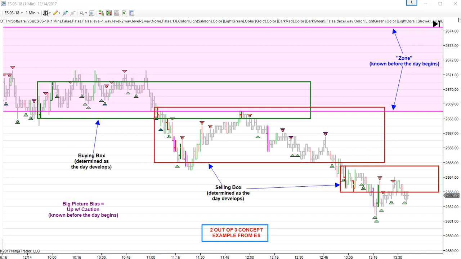Wanted to give a couple examples of the 2 out of 3 concept that I like to teach. Looking at today's market in the ES, it's about 2 o'clock Eastern time here on Thursday, the 14th of December, 2017. There were just a couple of really interesting examples today from the ES that I thought I would mention. So thought I'd do it before the day even ends.